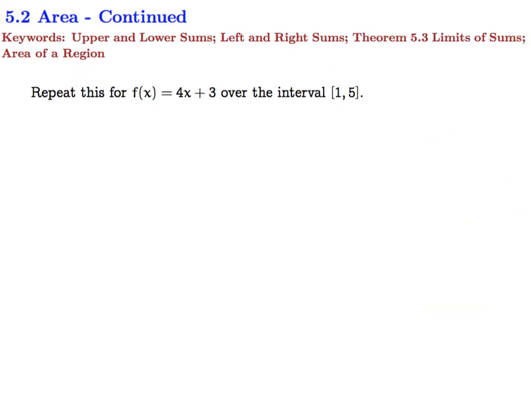So what I'd like you to do, in addition to the problems I've posted on Blackboard, and in addition to writing a question, which I think most of you will have the same question, do we really have to do this all? Yes, the answer is yes. I want you to repeat this process for the function f of x equals 4x plus 3 over the interval 1 to 5. Also, just so you know, the answer you should get, if everything goes smoothly, is 60.